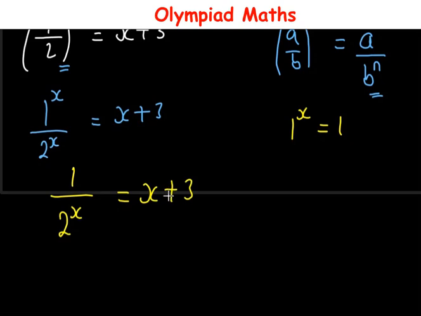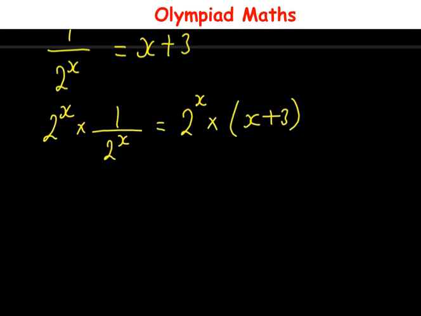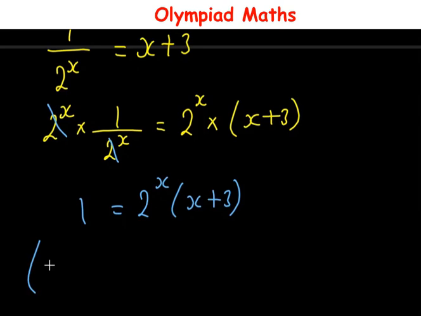The next thing we're going to do is multiply both sides of the equation by 2 raised to power x. So we have 2 raised to power x multiplied by 1 over 2 raised to power x is equal to 2 raised to power x multiplied by x plus 3. This cancels this, and we have 1 is equal to 2 raised to power x multiplied by x plus 3. Now we rearrange this such that we have, in brackets, x plus 3 multiplied by 2 raised to power x is equal to 1.